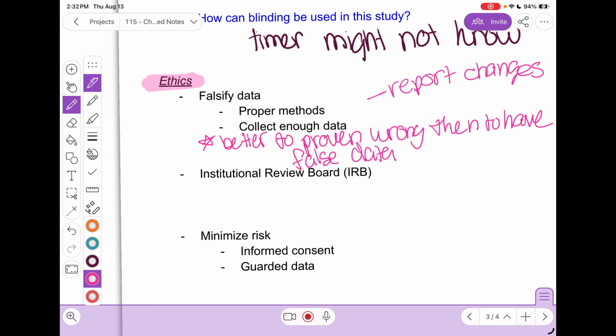Like, you're dealing with people. When you're dealing with people, universities have institutional review boards. So like when I got my doctorate, I had to study, like I did a study on students, like on Algebra 2 in my high school classroom.